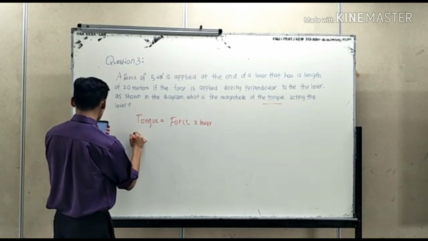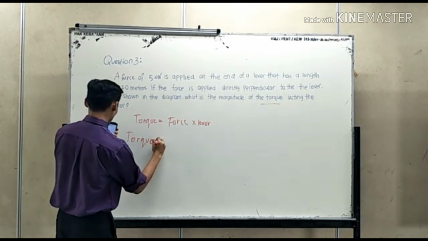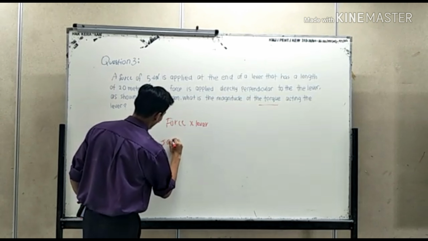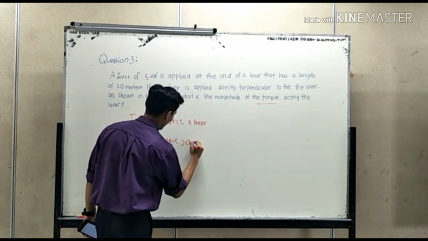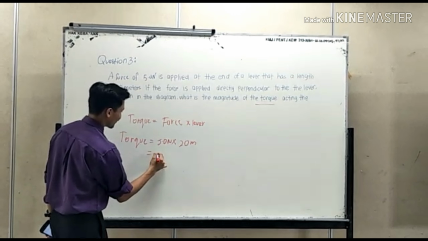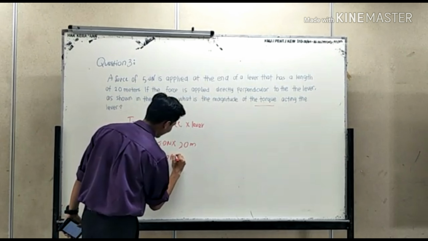So we just say torque equals 5 Newton multiplied by 2.0. Okay. So we get the answer.